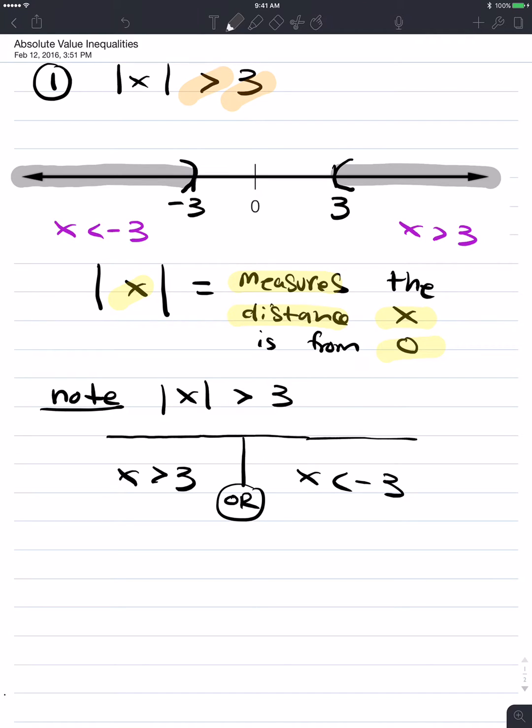Notice these shaded regions are on the same graph. We are taking the union here. The tip-off is that this has to be greater than 3. So if your absolute value is greater, it's going to be the union, an OR situation. This is helpful in the future. Keep in mind, if we graphed x is greater than 3, this is what it looks like. If we graphed x is less than -3, this is what it looks like. When we perform the union, we see both of these shaded regions on the same graph.